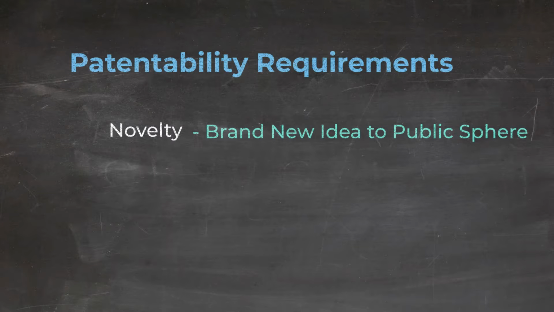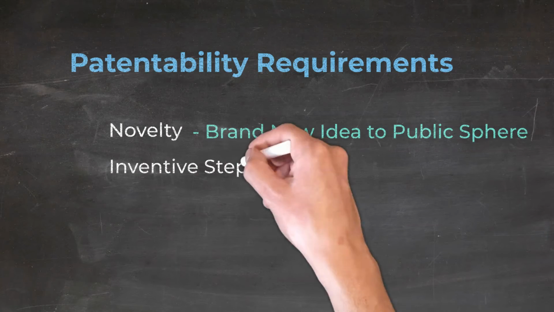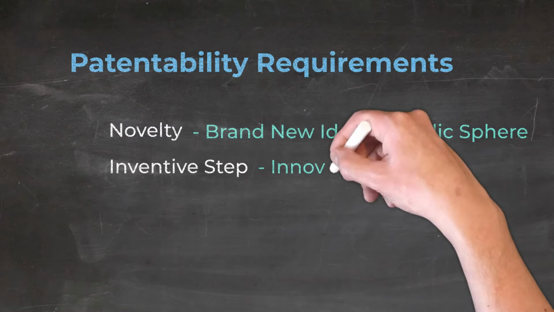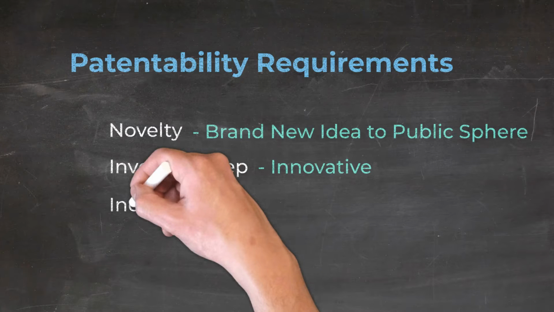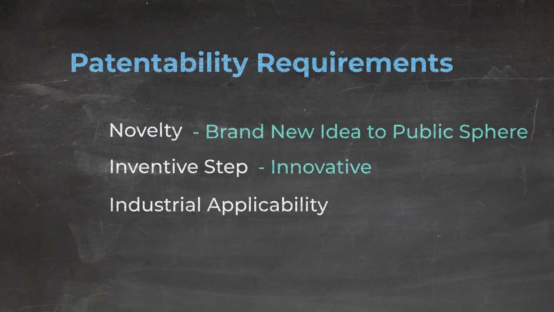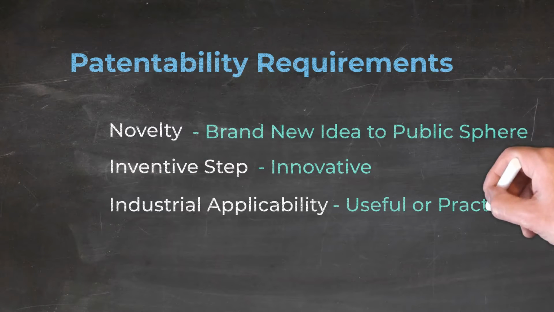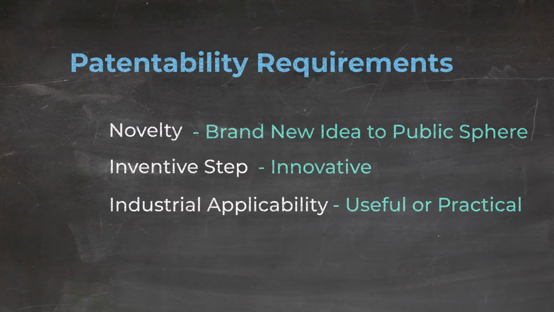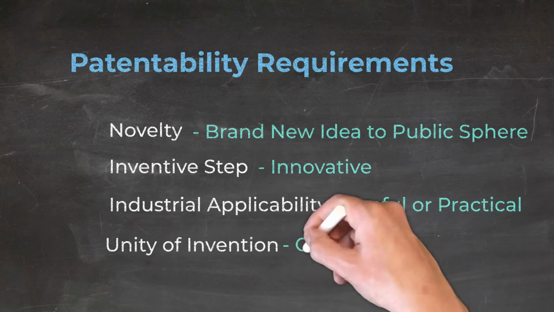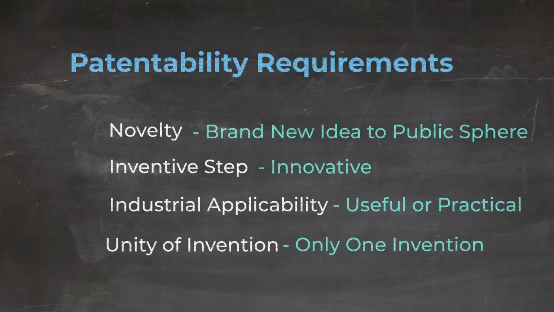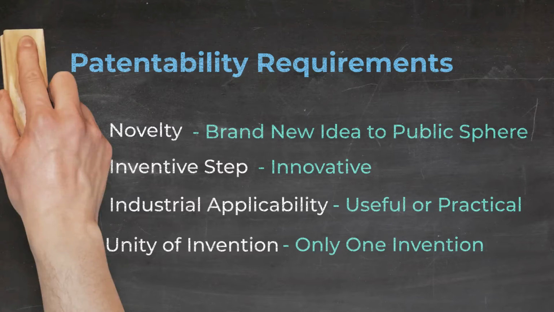Secondly, the invention must contain an inventive step, which means it is sufficiently innovative and not an obvious idea or solution. Number three, it must have industrial applicability, which means that the invention is useful or practical, that it can actually be created and used. Another requirement is called unity of invention, which means that the claims must describe only one invention. Otherwise, the patent lacks unity and cannot be patentable.